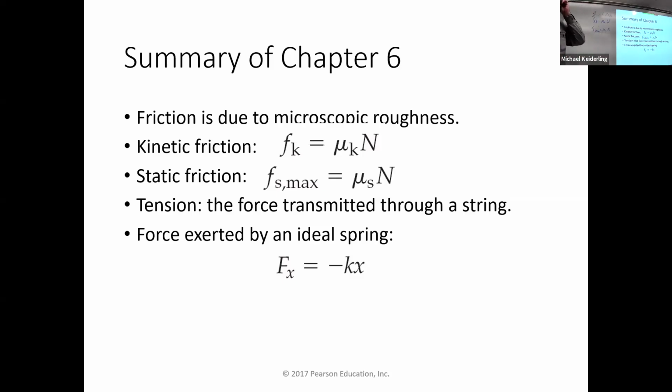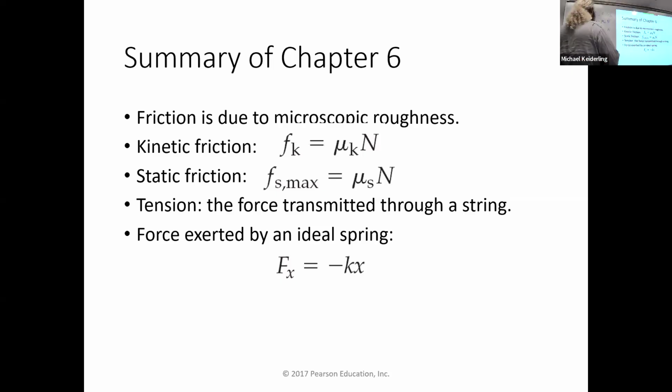So kinetic friction is going to act generally opposite the velocity. Static friction acts to keep the surfaces not moving relative to each other. Tension is the force transmitted through a string. If you go around a pulley, that just redirects tension.